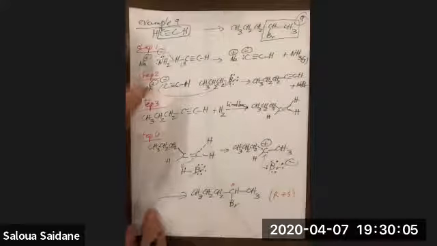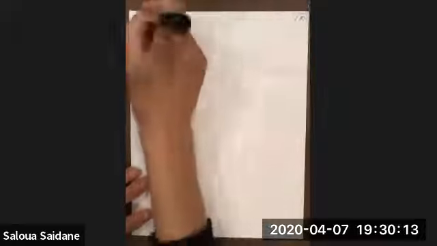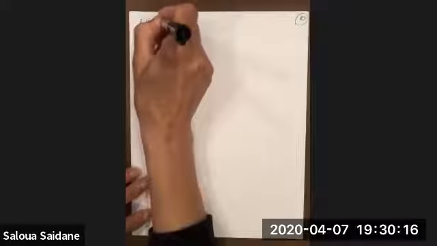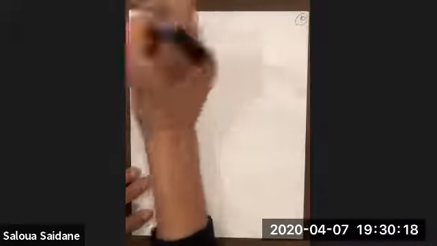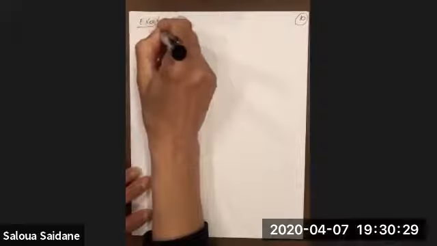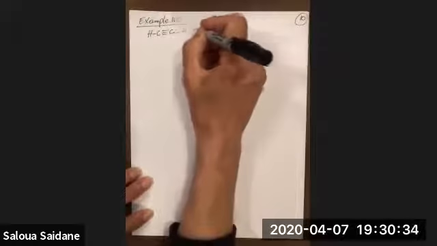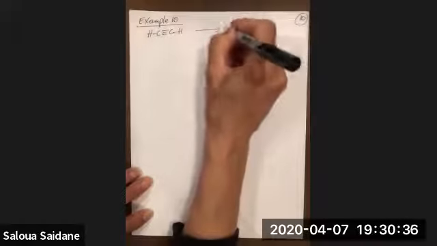I have 2 more, actually 3 more. So 9, 10. So what do we have for example 10? We start with this, still acetylene, and we want to end up with this.